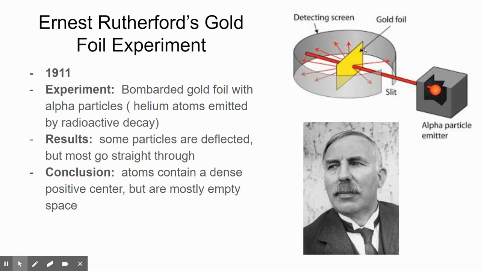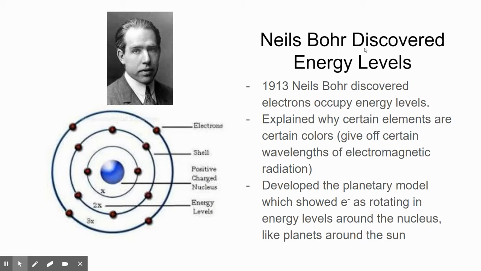Okay. So again, Ernest Rutherford found this dense positive center in the nucleus. Then Niels Bohr came along in 1913, and he found that electrons aren't just willy-nilly floating around outside the nucleus. They're actually organized in energy levels. He thought that they rotated around the nucleus like planets around the sun. That's not exactly true, but that's what he thought. He called it the planetary model.